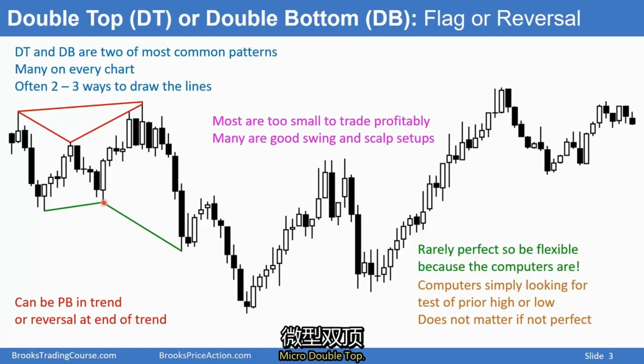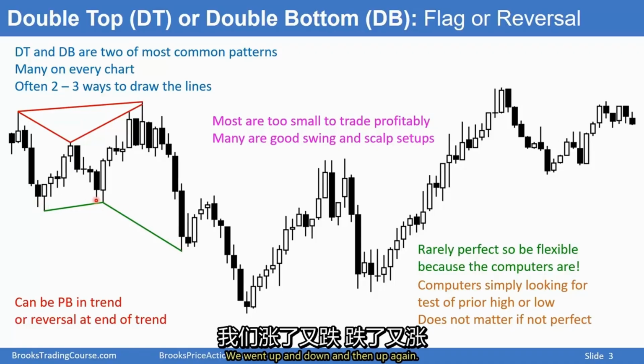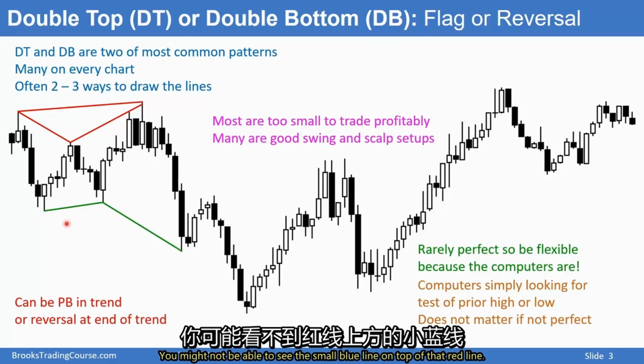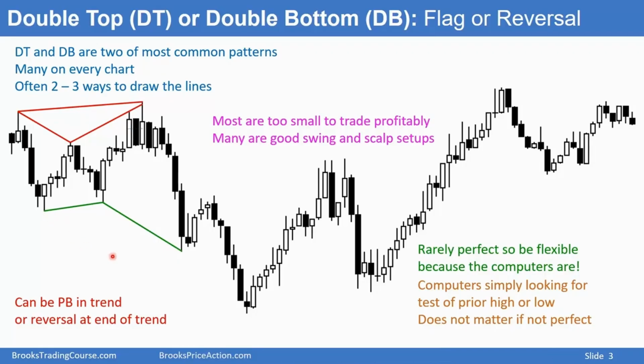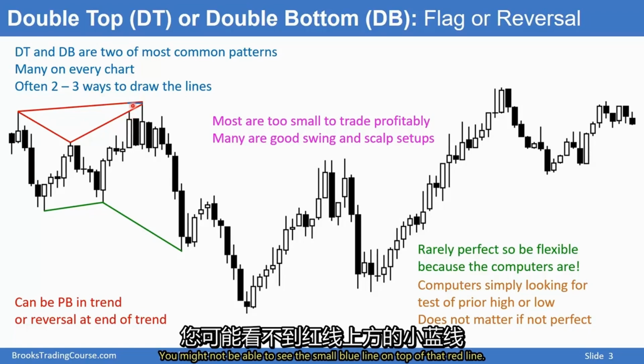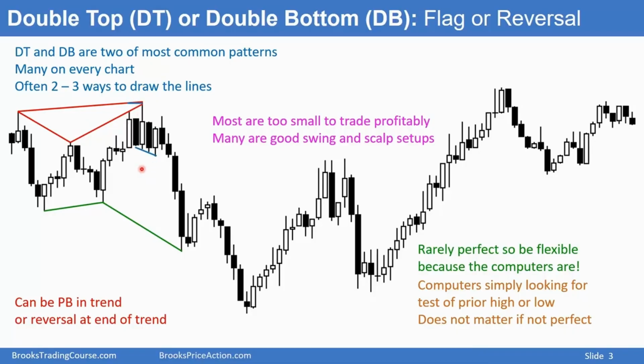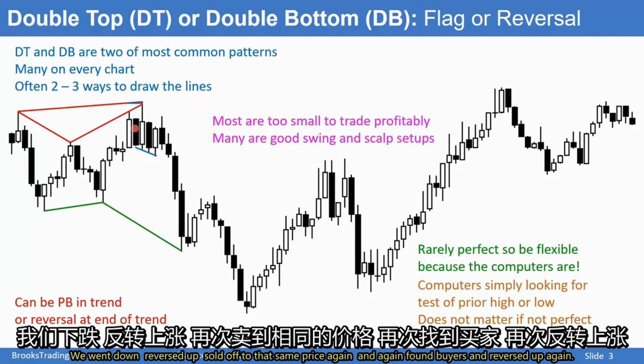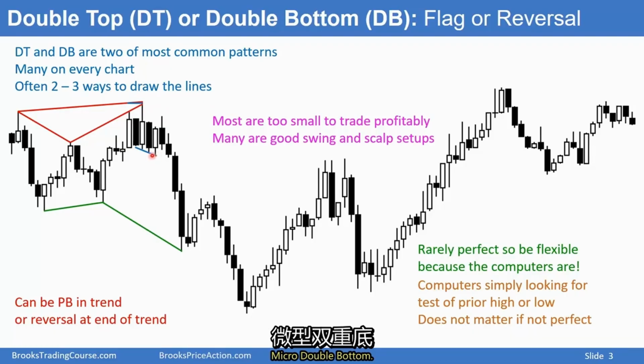This is testing that low and that low. So it's a double bottom with this low. Other computers would say it's a double bottom with that low. Micro double top, we went up and down and then up again. You might not be able to see the small blue line on top of that red line. Micro double bottom, we went down, reversed up, sold off to that same price again, and again found buyers and reversed up again. Micro double bottom, bull flag, 2 pushes down, 1 pull back, 2.